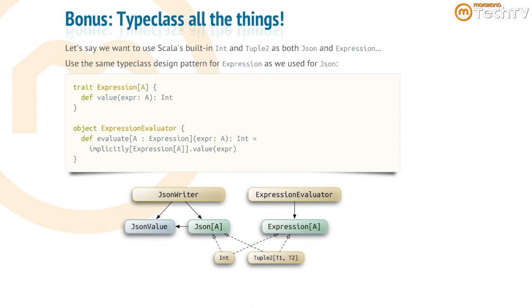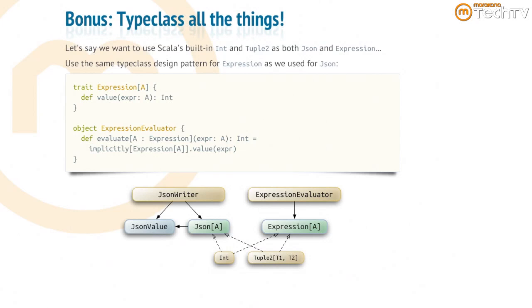The expression evaluator that we had before now gets very much simplified. We now just have an evaluate method that takes an A of the type class expression. You give it an expression of type A, and it uses the implicit expression type class instance to determine the expression's value. So we no longer have to do any sort of pattern matching on the concrete subtypes of our expression ADT, though those no longer exist now.